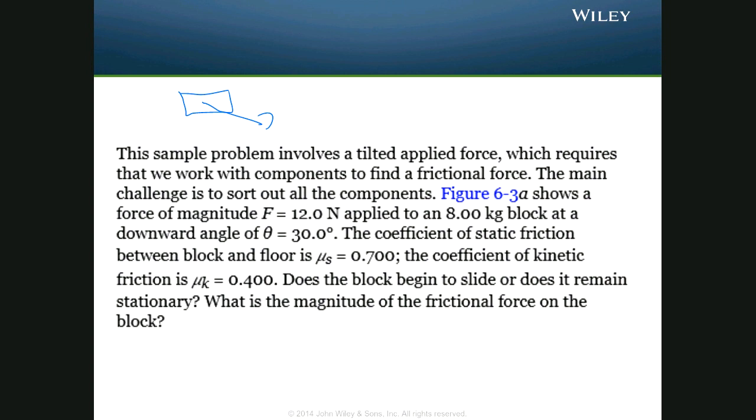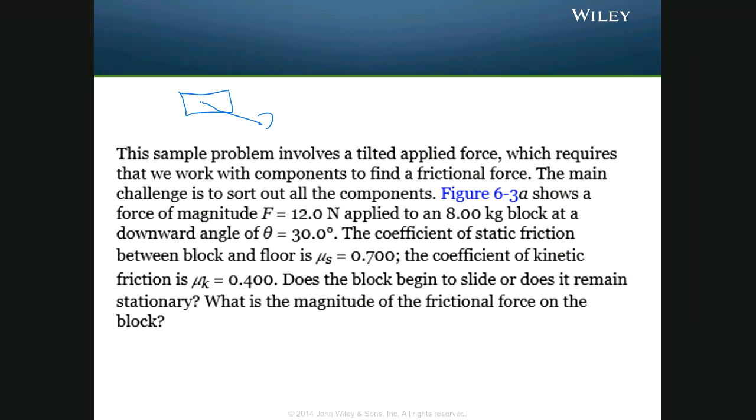So we somehow have to solve for friction and decide whether it is going to be static or kinetic friction, right? And we have this force of 12 newtons that's applied. Now, to draw all the forces on the block, we have to look here.